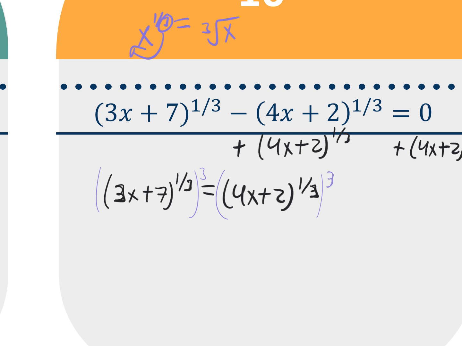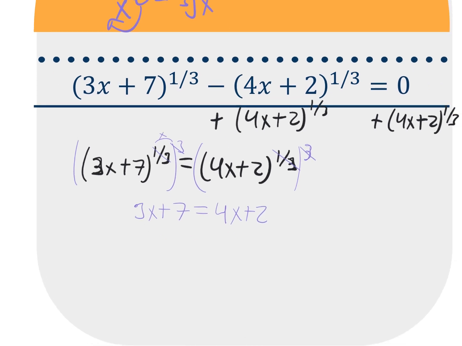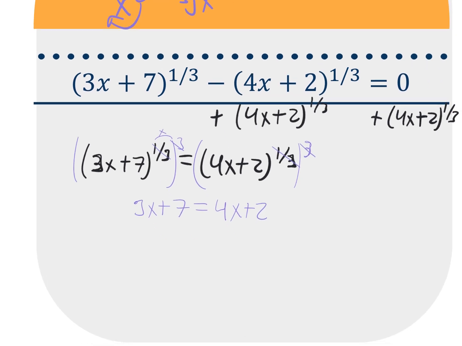And then when you raise to the power of 3, you can do power to a power, which is multiplying. All right, and then you get 1/3 times 3 is going to go away, so we get 3x plus 7 equals, and then we get 1/3 to the 3rd power is going to go away as well, equals 4x plus 2. All right, it just becomes a linear equation.